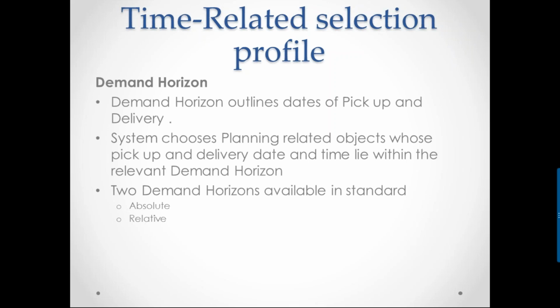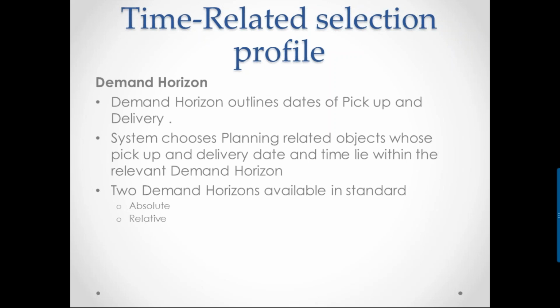Relative is you are not mentioning a specific date, but instead you say 40 days, 50 days, 100 days, 120 days like this. So for the date when you are executing the run, the system will take the pickup date or the delivery date from that 40 days range. It will be from the day that you run? Yeah, the date from when you are going to run the planning. I will show you now.